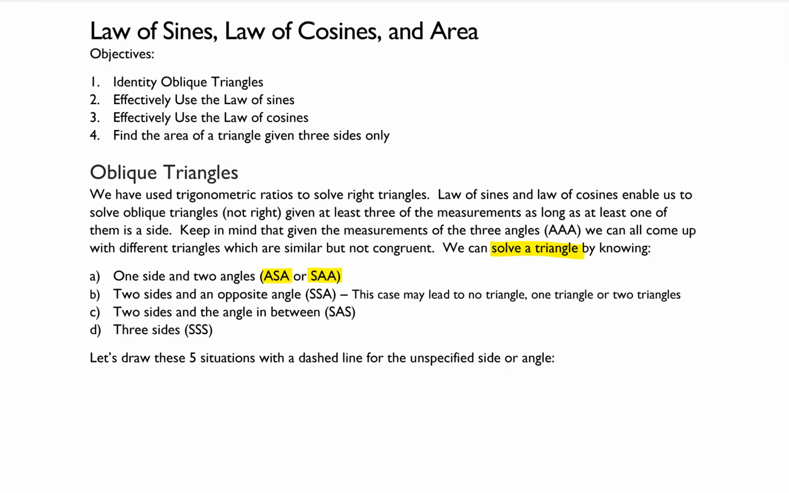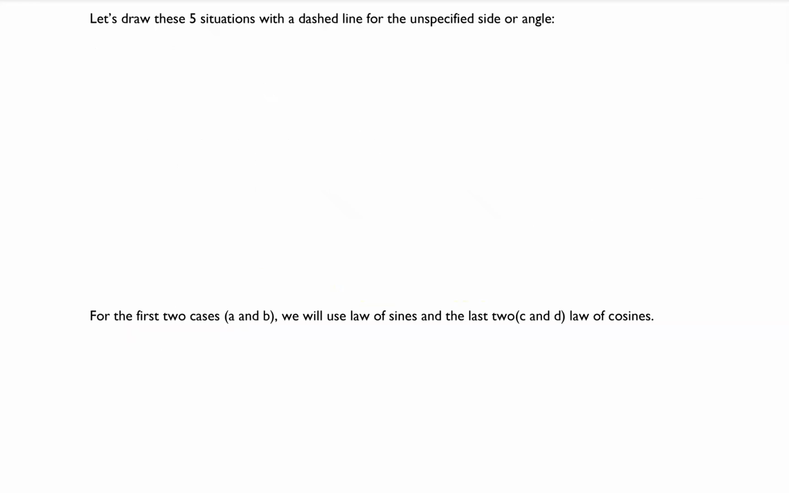Case B is if we are given 2 sides and an opposite angle. We call this side-side angle, and this is a special case that may lead to no triangle, 1 triangle, or 2 triangles. Case C, 2 sides and the angle in between them, which is called side angle side. And then the last case, case D, is if we are given all 3 side lengths, which we call side side side. Let's draw these situations with a dashed line for the unspecified side or angle.